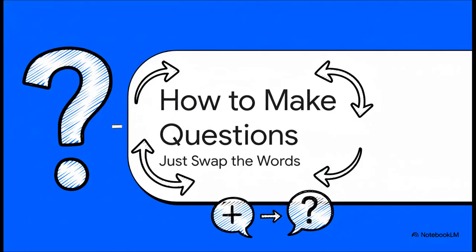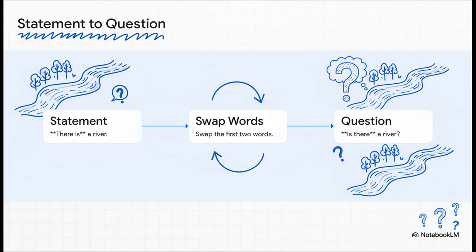All right, we've got positive and negative sentences down. So what about questions? I promise you this part is super easy. All you do is swap the first two words. That's it. Let's see this in action. You start with a statement like, there is a river. Now just take those first two words and flip them. And voila, you get the question, is there a river?